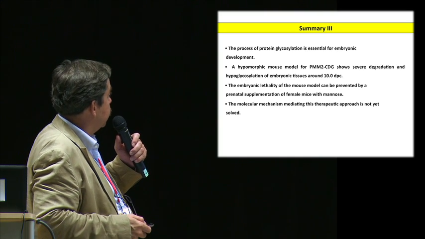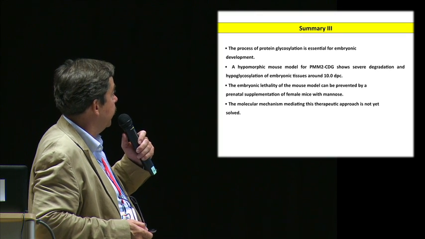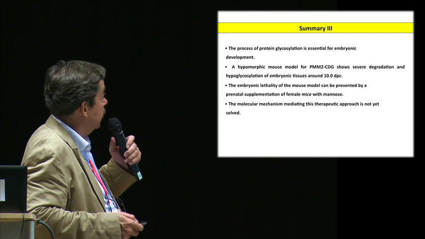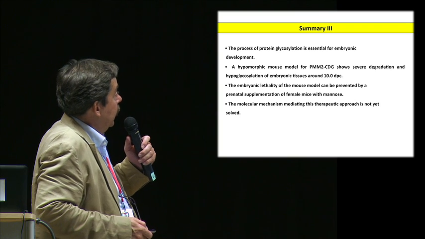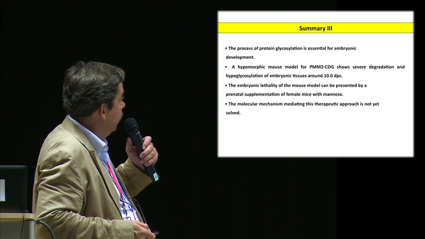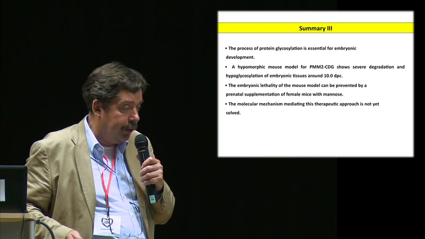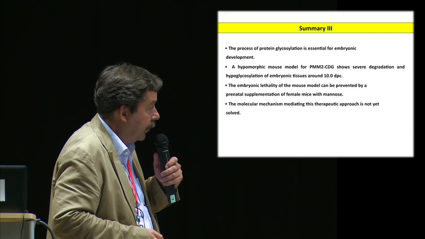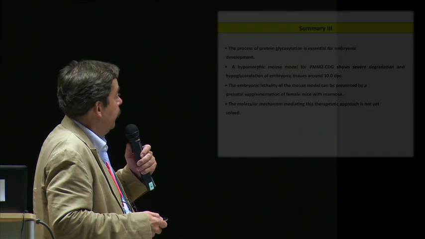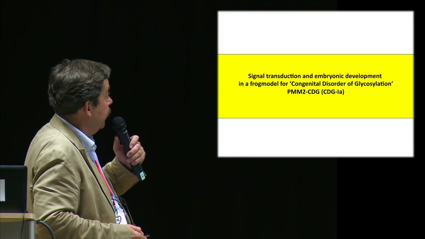What we can show so far is that a hypomorphic mouse model for CDG-IIc shows severe degradation and hypoglycosylation in embryonic tissues around day 10, and that the lethality can be prevented by supplementation of female mice with mannose, which elevates the blood glucose mannose level. And come to my last point.